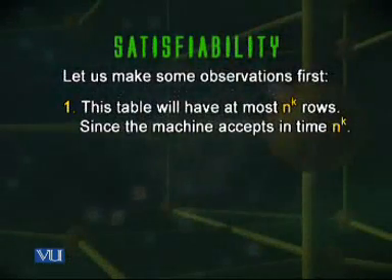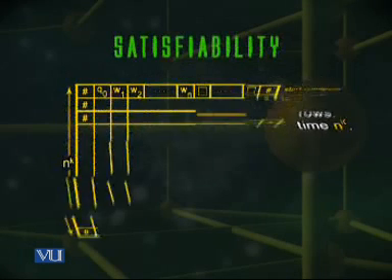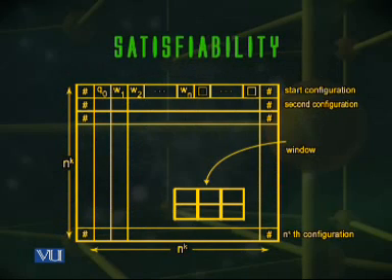Now let's think a little bit about this table, how big it would be, and make some observations. First of all, this table will have at most n to the k rows, since the machine accepts in time n to the k. So we know how many rows this table has. We do not need more than n to the k rows, because there's at least one accepting branch of M which takes only n to the k steps.